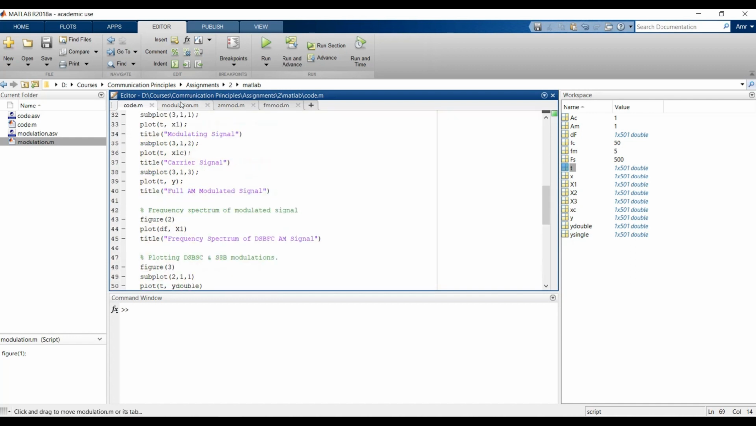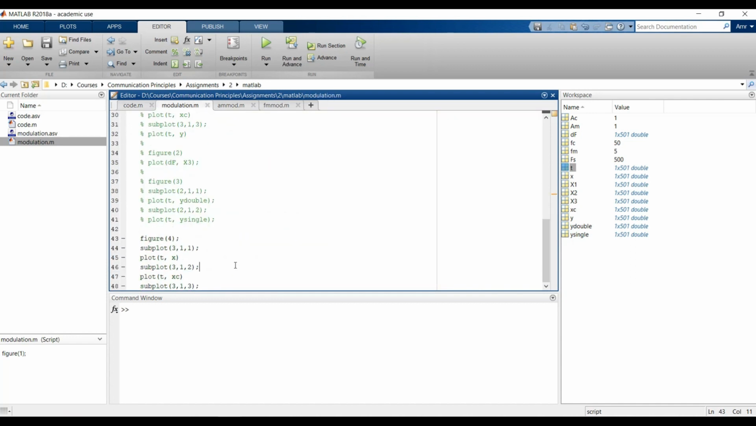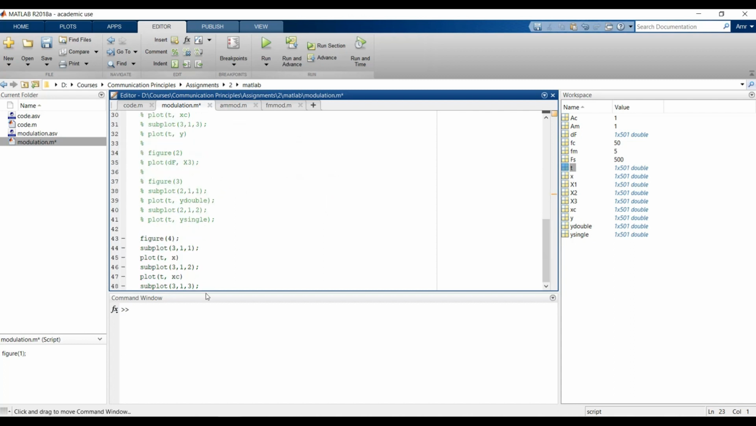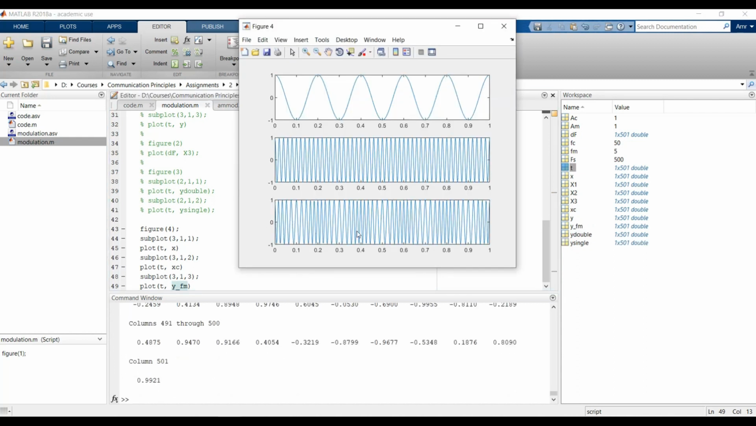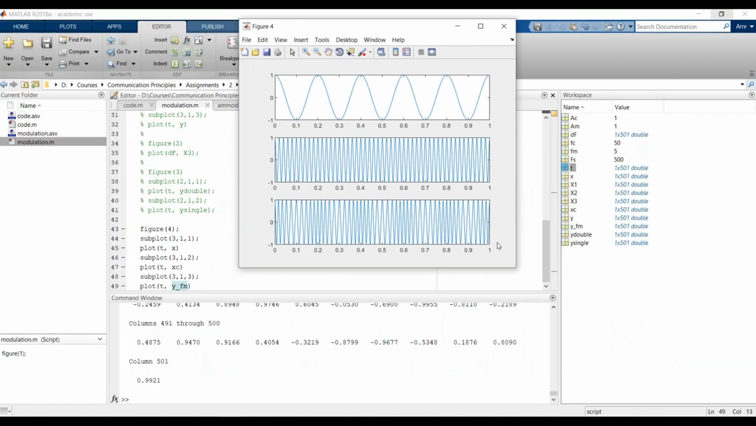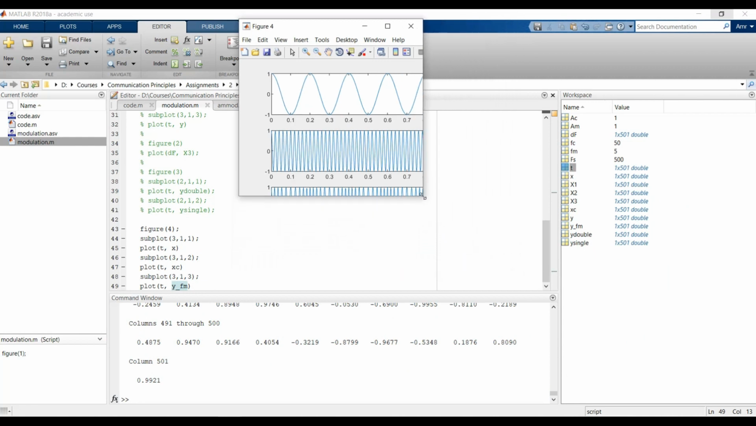So we go back here. We can say that we have our X, we have our FC, we have our FS, and then what we will add is the value of 10 as our frequency deviation. This way, we should be able to plot YFM, and it should be modulated. As you can see here, this one is modulated, but I want to show you better.